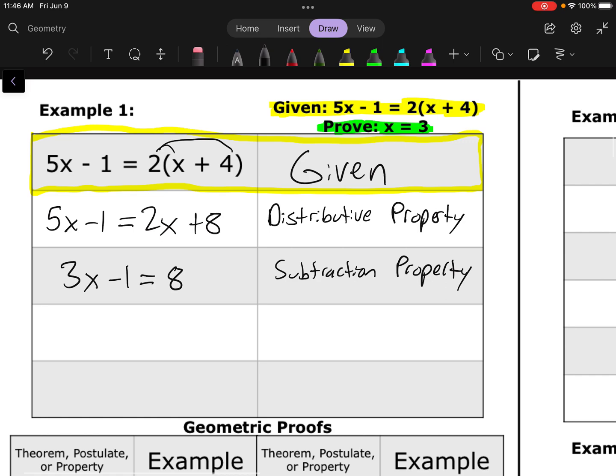Okay, we're still moving here. What do we want to do next? Probably get rid of that minus 1, right? To get rid of a minus 1, we would need to add 1. So if I add 1 to both sides, 8 plus 1 is 9. So that is the addition property.